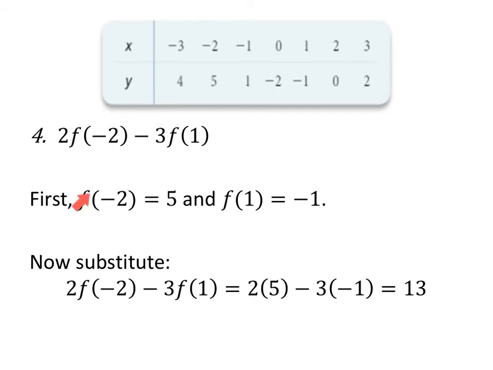Continuing, number 4, we're going to make it even harder. 2 times f of negative 2 minus 3 times f of 1. Let's use a highlighter here. If I start with f of negative 2, I'm going to take negative 2 and find my y value, which is 5. Then I'm going to find f of 1. I use my x value of 1 and find my y value of negative 1. I can put these together. I want to find 2 times f of negative 2 minus 3 times f of 1. So that's 2 times 5 minus 3 times negative 1. 10 plus 3 makes 13.